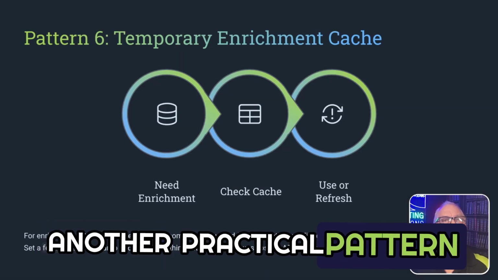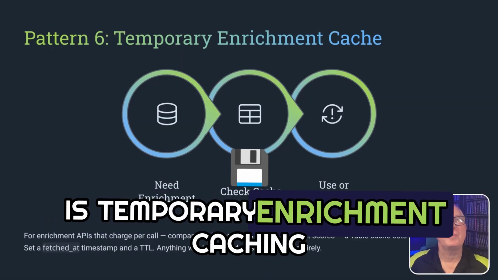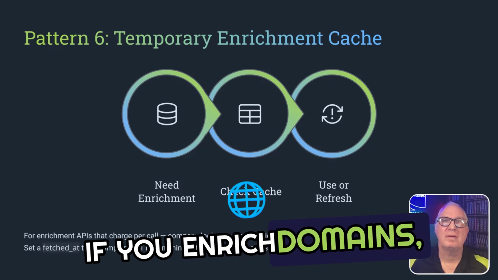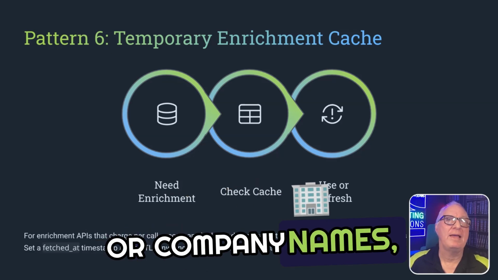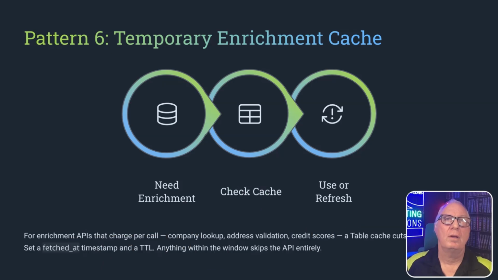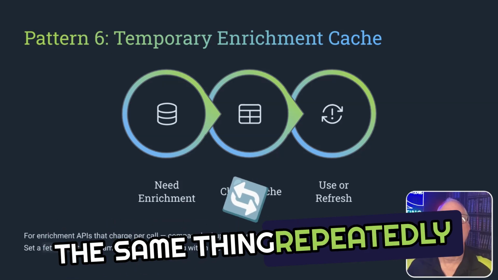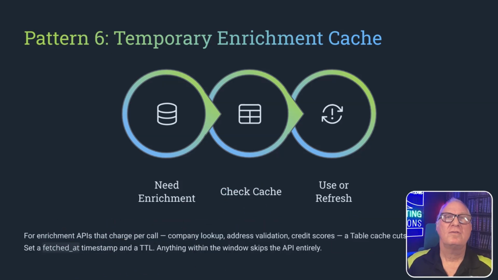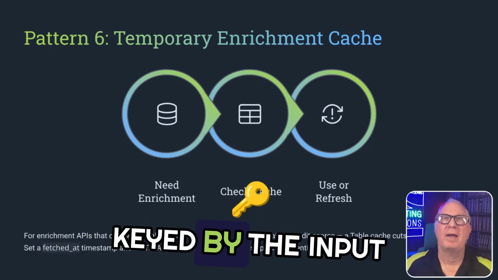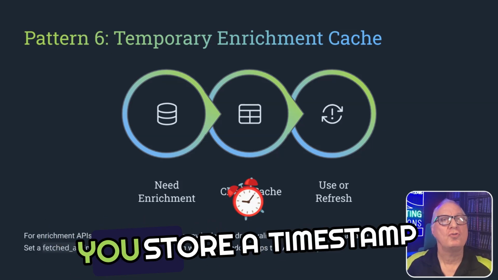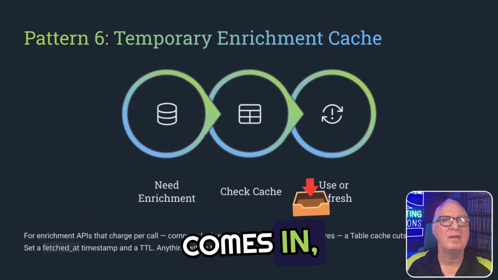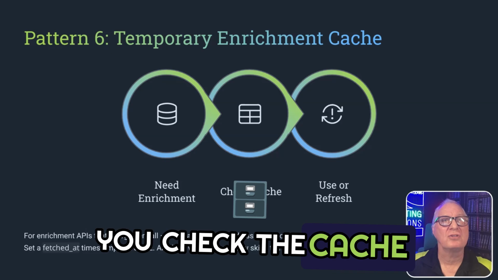Another practical pattern is temporary enrichment caching. If you enrich domains, emails, or company names, you're often paying per call. And you're often calling the same thing repeatedly. So you cache the enrichment result in tables, keyed by the input. You store a timestamp. When a new request comes in, you check the cache.